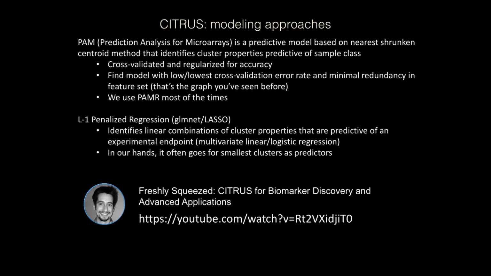There's another predictive model, Lasso, and in our hands, we see that it has a tendency of selecting the smallest clusters as predictors. And since hierarchical clustering in Citrus sometimes is a little bit sloppy, the results often look like we're pulling answers from overclustering or low-specificity clusters. So we found the Lasso method less useful in this regard.